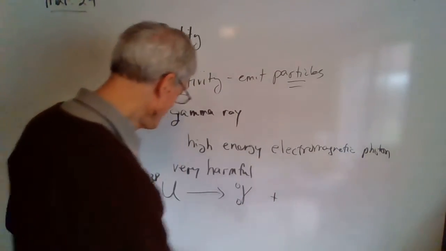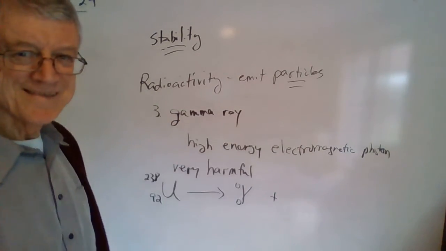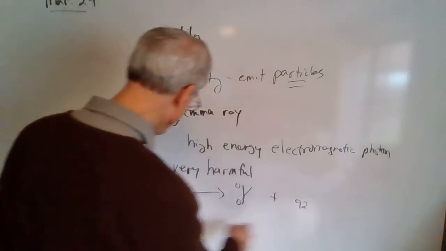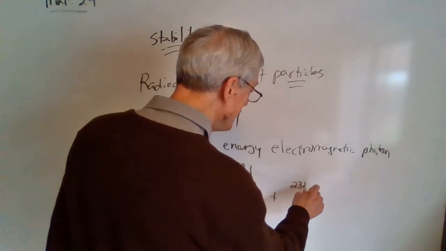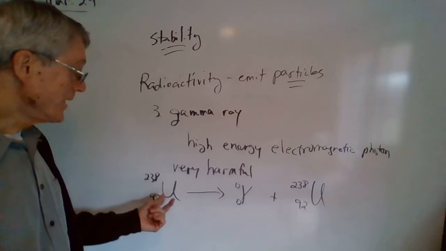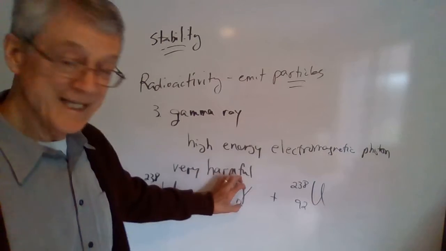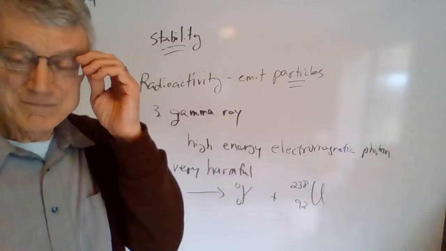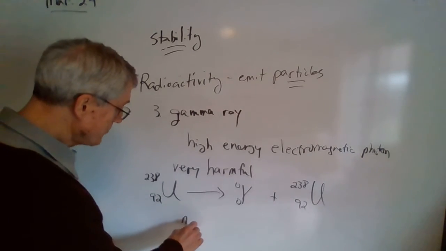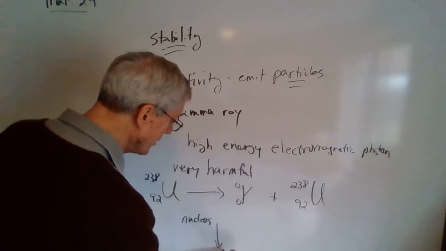So, what did the mother nucleus turn into? It's still the same thing. 0, 0. It's still 92. It's still 238. It's still uranium. So, uranium does not transmutate simply by emitting gamma particles. It loses energy. What actually happens is, you can think of it this way, the nucleus drops to a lower energy level.